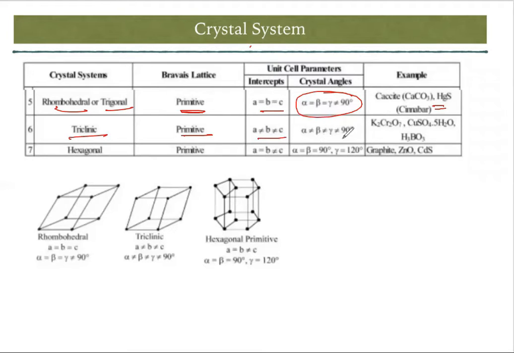Alpha is not equal to beta is not equal to gamma. That is, three angles are not 90. Examples are potassium dichromate, CuSO4.5H2O. Okay, this is the triclinic picture.